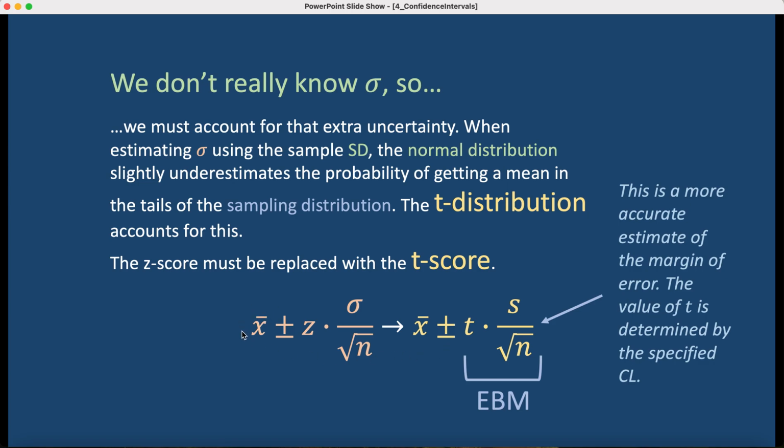So everything else is the same. We're using the same sample mean. We're using square root of n because it's a standard error. But we're going to change this number from a z to a t to account for the fact that we don't know the population standard deviation. We know the sample standard deviation. And just like before, we would have a confidence level that's associated with this. And so let's take a little look at the t-distribution.